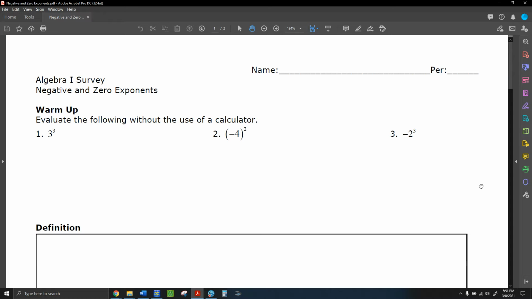All right, here we go with our notes on negative and zero exponents. Let's go ahead and start with these three problems for the warm up. Go ahead and pause your video and complete them, and then you can unpause to check your work.